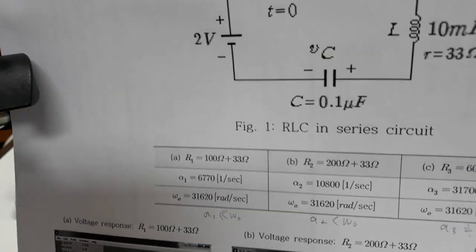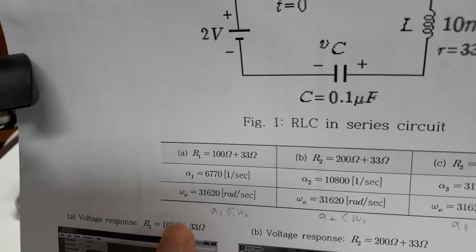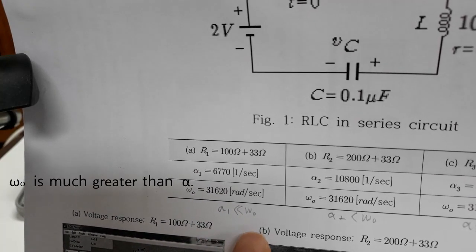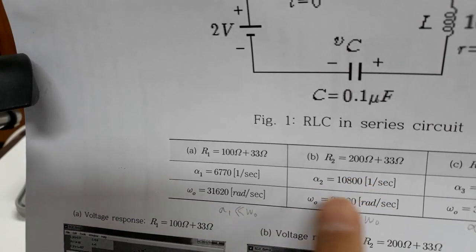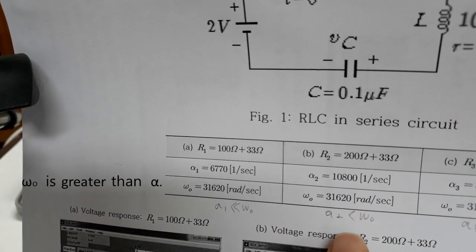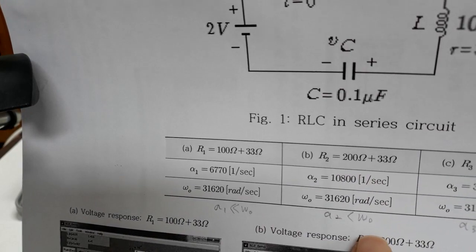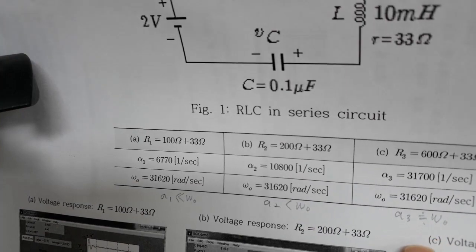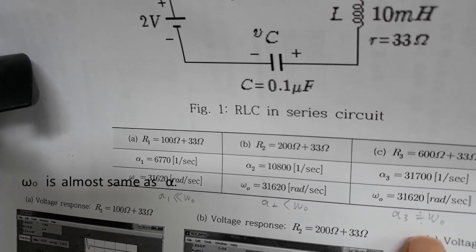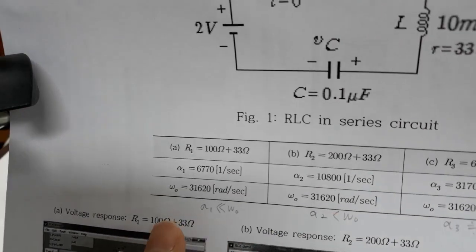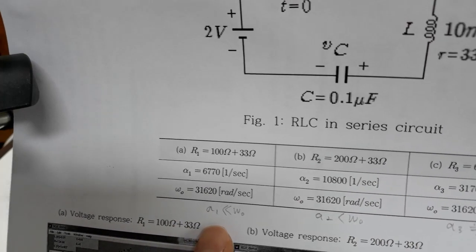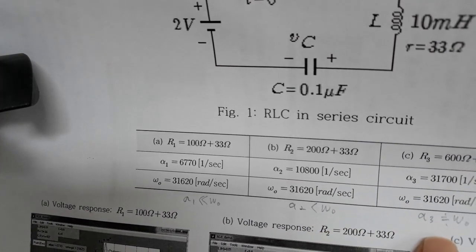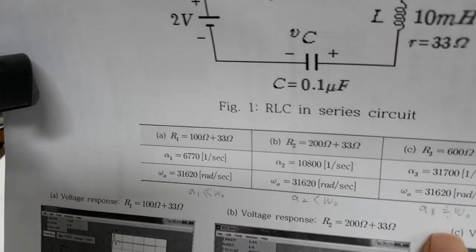When I calculate alpha1 and omega0, alpha1 is greater than omega0. For R2, in the same manner, alpha2 is greater than omega0. For R3 equals 600 ohms, alpha3 is almost the same as omega0. I think case R1 is underdamped, R2 is also underdamped, and R3 is critically damped.